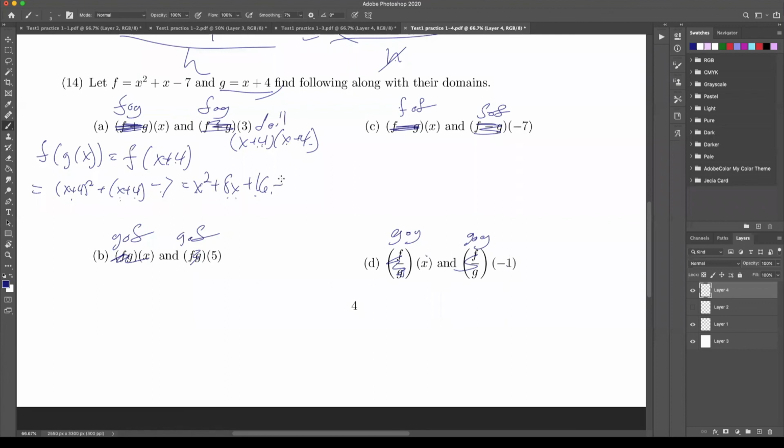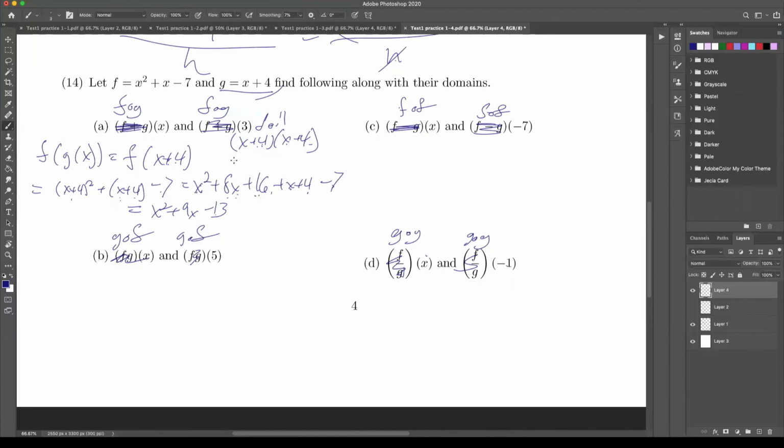Then we're going to add the x plus 4, minus the 7, and then we just simplify it. If I simplify that, I'll get x squared. No other x squareds. I get an 8x plus an x, so that'll be plus 9x. And then I'll have 16 plus 4, which is 20, minus 7, which is minus 13. So we have x squared plus 9x minus 13.